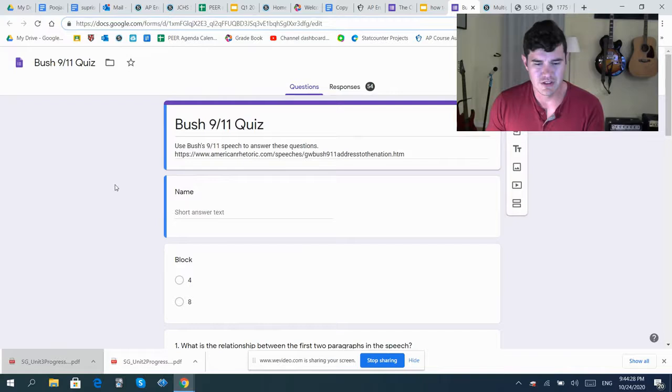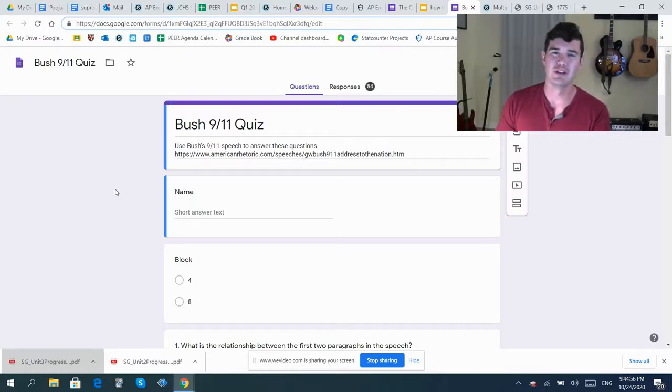To do this, you need to make sure you're familiar with the text we're reading. One reason I like using George W. Bush's 9/11 speech is it's short. The passages you read for these multiple choice questions are never longer than, I used to know the exact number, 300 words or so, maybe even 400.